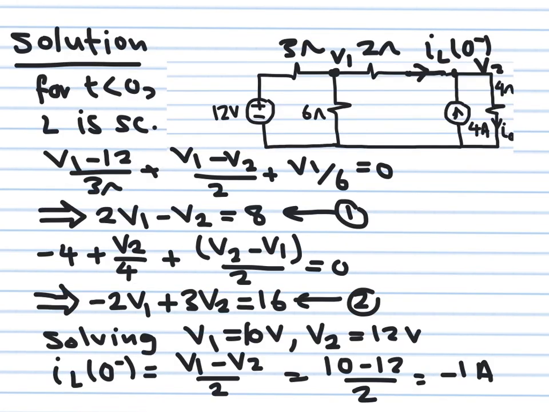Okay, so this is how the circuit looks like. The inductor short circuit, the switch is gone. This is now how the circuit looks like. This is 4 ohm, this is 4 ampere, this is 2 ohm, this is 3 ohm, this is 6 ohm, this is 12 volts. Our target is find this current, because this current is what we call IL of 0 minus. This is the steady state inductor current just before the switch was closed.